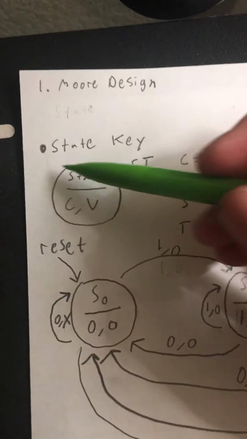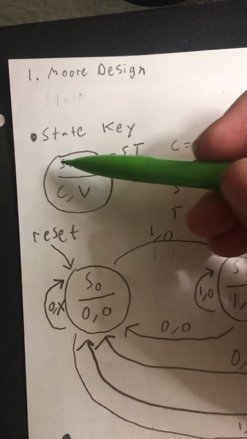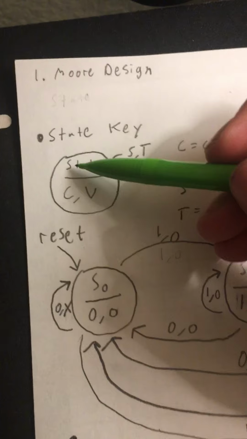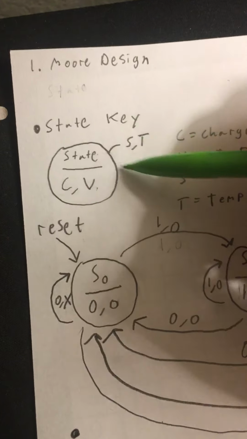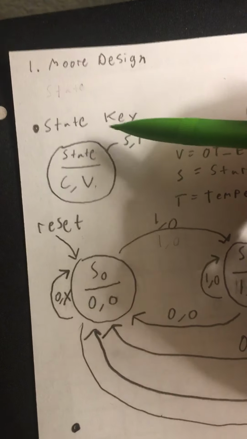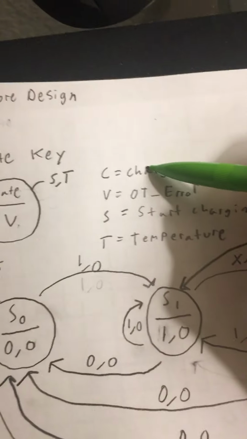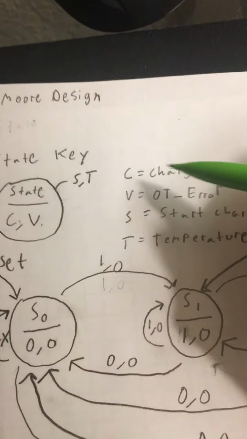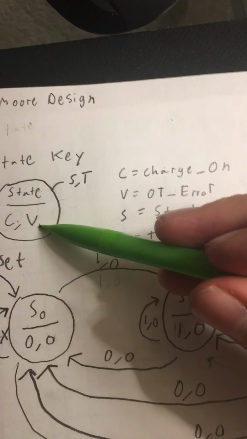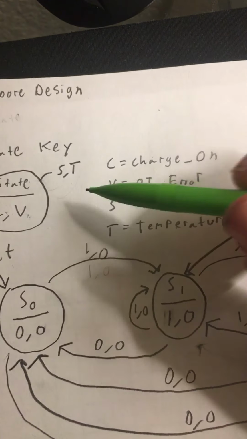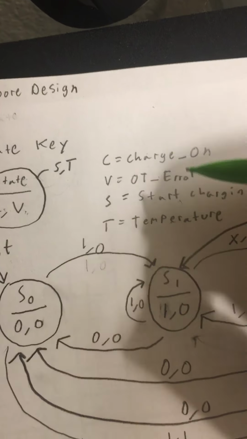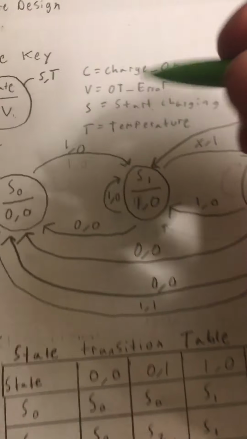This is my legend. I had a state key stating that a bubble here represents a certain state with the name and the state number. And this is the input that defines the transition from state to state. Over here, this represents what each of these variables mean. So C is the charge on, V is an over temperature error, S is a start charging input, and T indicates that the maximum temperature has been exceeded.